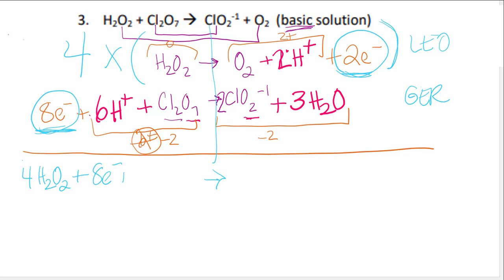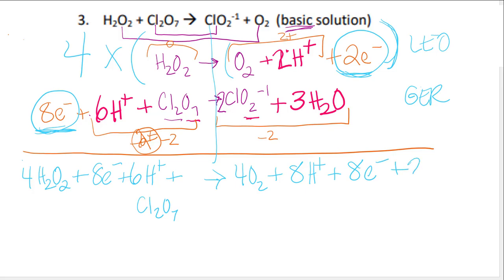8 electrons, 6 H pluses, and Cl2O7. On the right side, I'm going to again multiply everything up here by 4. So that'll give me 4 O2s plus 4 times 2 is 8 H pluses plus 4 times 2 is 8 electrons plus 2 ClO2 minus 1 plus 3 H2Os.